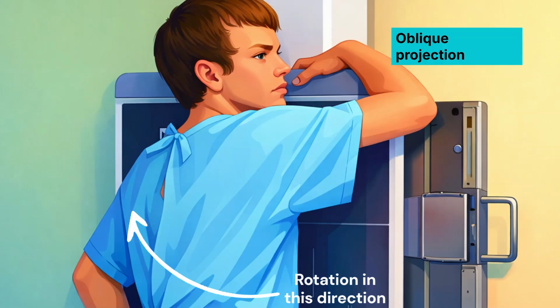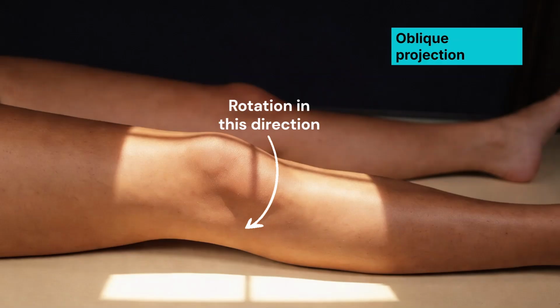Oblique projections are often misunderstood. They are not random rotations. They are problem-solving views. When structures overlap on AP or lateral views, rotation can separate them. By rotating the body or limb, we change how anatomy is superimposed. This is especially useful in joints, ribs, and complex regions. Oblique projections exist to answer a specific question. What is hidden when structures overlap? Therefore, the body does not change.